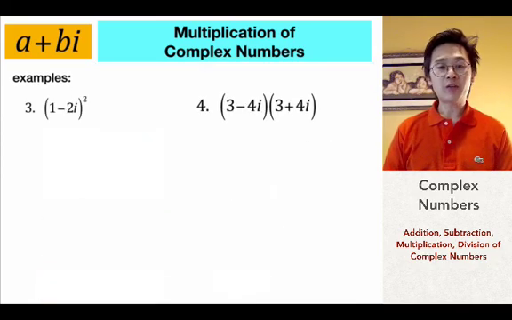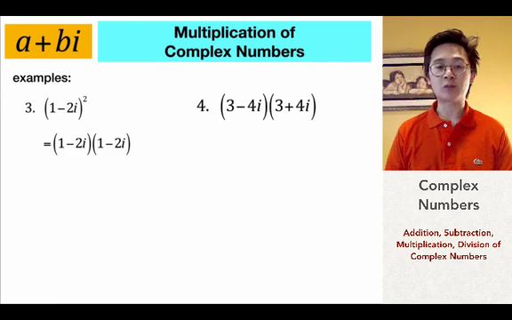Now for problem number 3, we have 1 minus 2i quantity squared. So by expanding our complex number, we'll be able to produce 1 minus 2i times 1 minus 2i. So by using the FOIL method, we'll be able to produce 1 minus 2i minus 2i plus 4i squared.